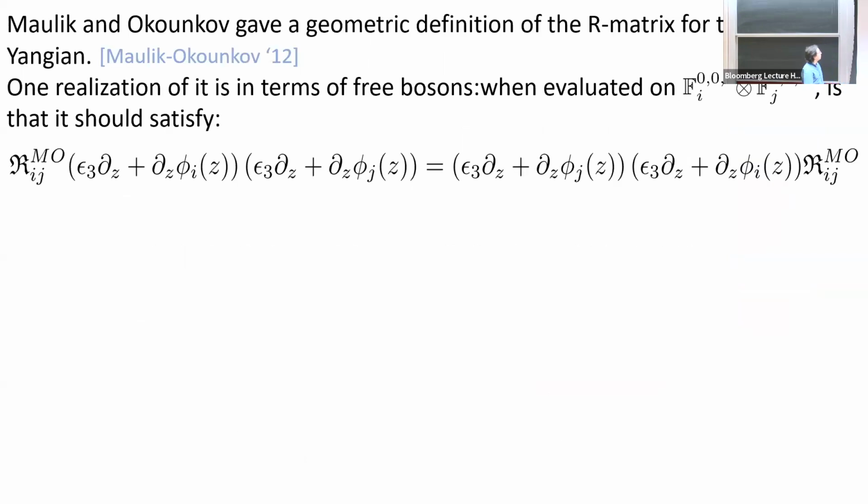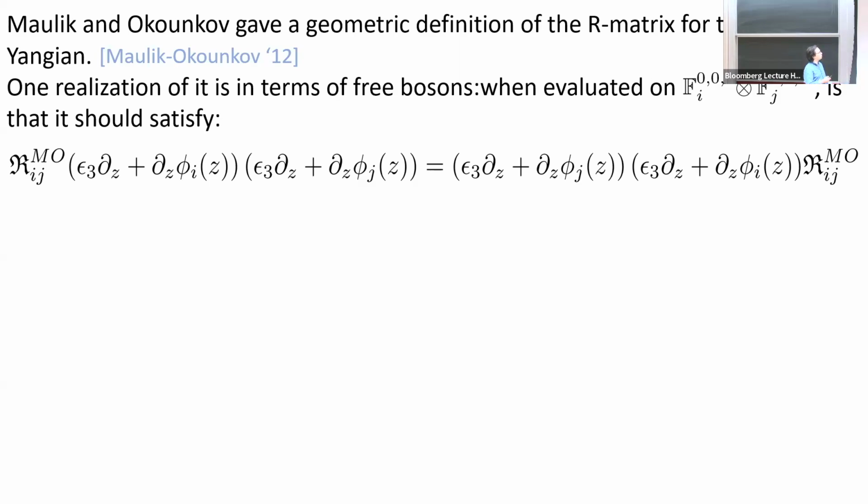One, Maulik and Okounkov gave a geometric definition of the R matrix for the affine Yangian. There are many definitions, by the way, of the R matrix of the affine Yangian of GL1. One of them, this Maulik-Okounkov definition, to this day has not yet been shown to agree with all of the other definitions that exist in the literature. But there is such a definition.